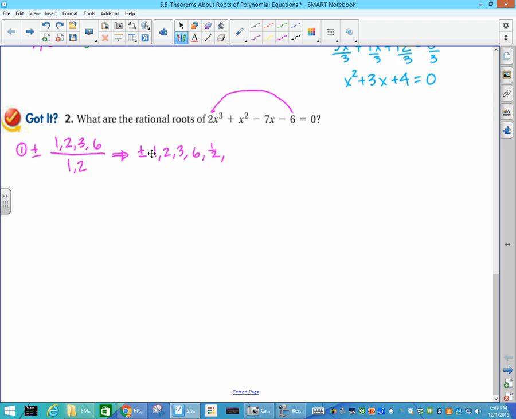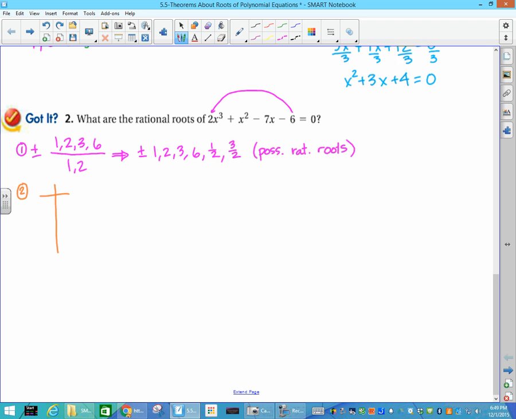2 over 2, well that's the same thing as 1, so I don't need to list it again. 3 over 2. And 6 over 2 is the same thing as 3. So those are all my possible, again, possible rational roots.